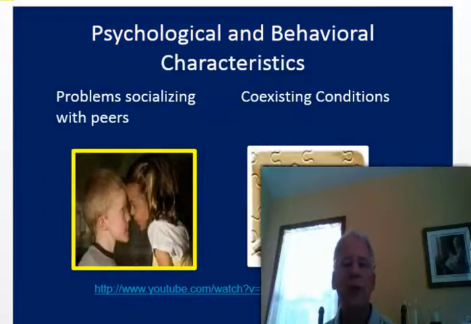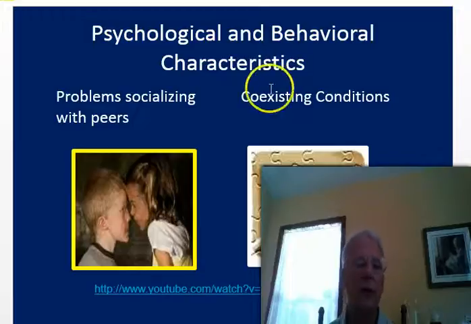Problem socializing with peers. Also, in addition to ADHD, there may be other problems, emotional problems. There might be learning disabilities associated with ADHD. So 25 to 50% of the people with ADHD also exhibit some form of emotional or behavior disorder. And check out this link and the social skills app known as Social Navigator. Might be helpful, beneficial to you.